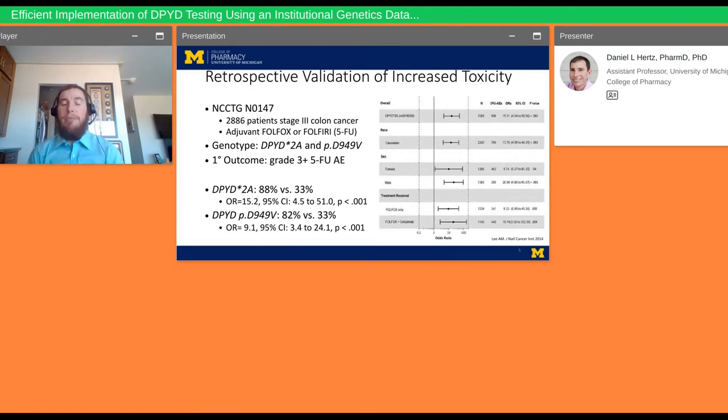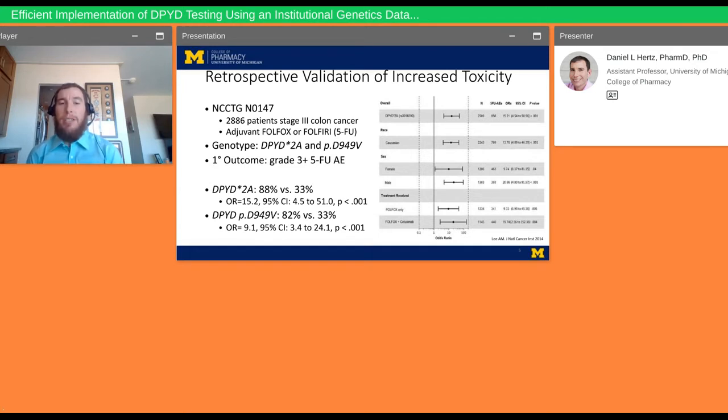That increase in systemic exposure is now known to be associated with an increase in severe toxicity. There have been many studies, and I'll show you some of those on the next slide, but this is one of the largest and best studies. This is a retrospective analysis conducted in a prospective clinical trial called NCCTG N0147. This trial had almost 3,000 patients with colon cancer who received standard combination chemotherapy, including 5-fluorouracil. These patients were genotyped for DPYD *2A and D949V, 2 of the well-established low-activity polymorphisms.